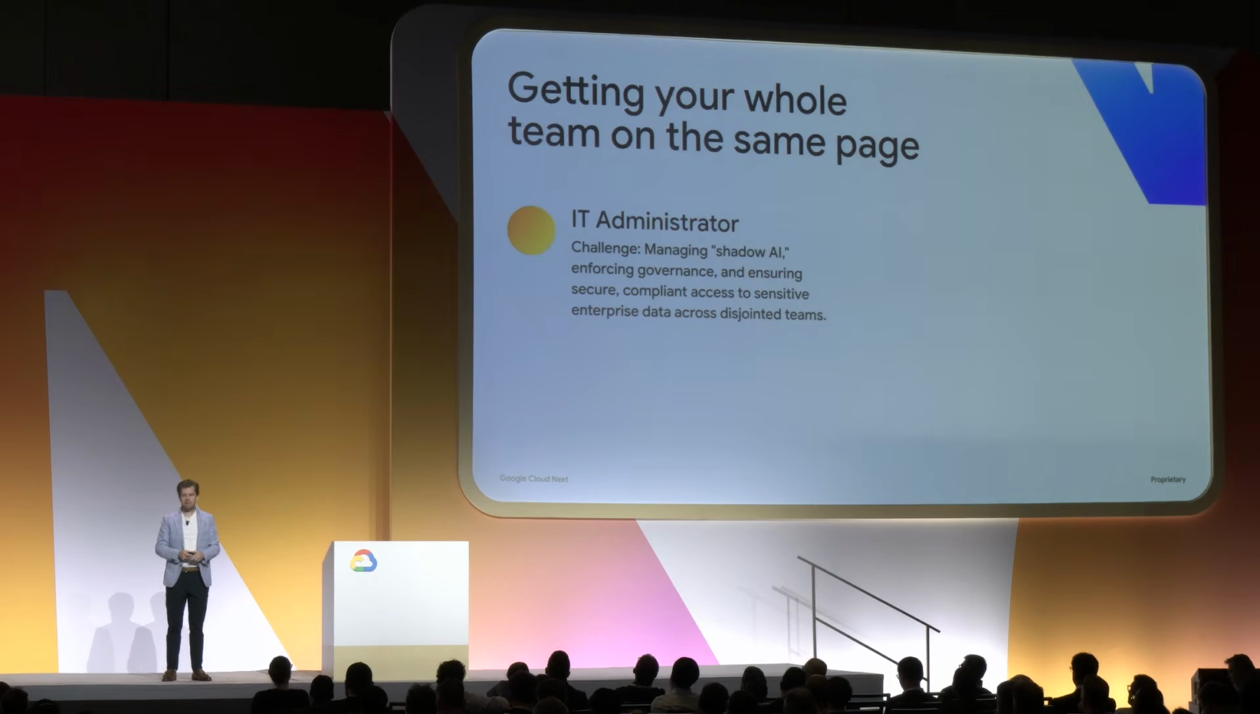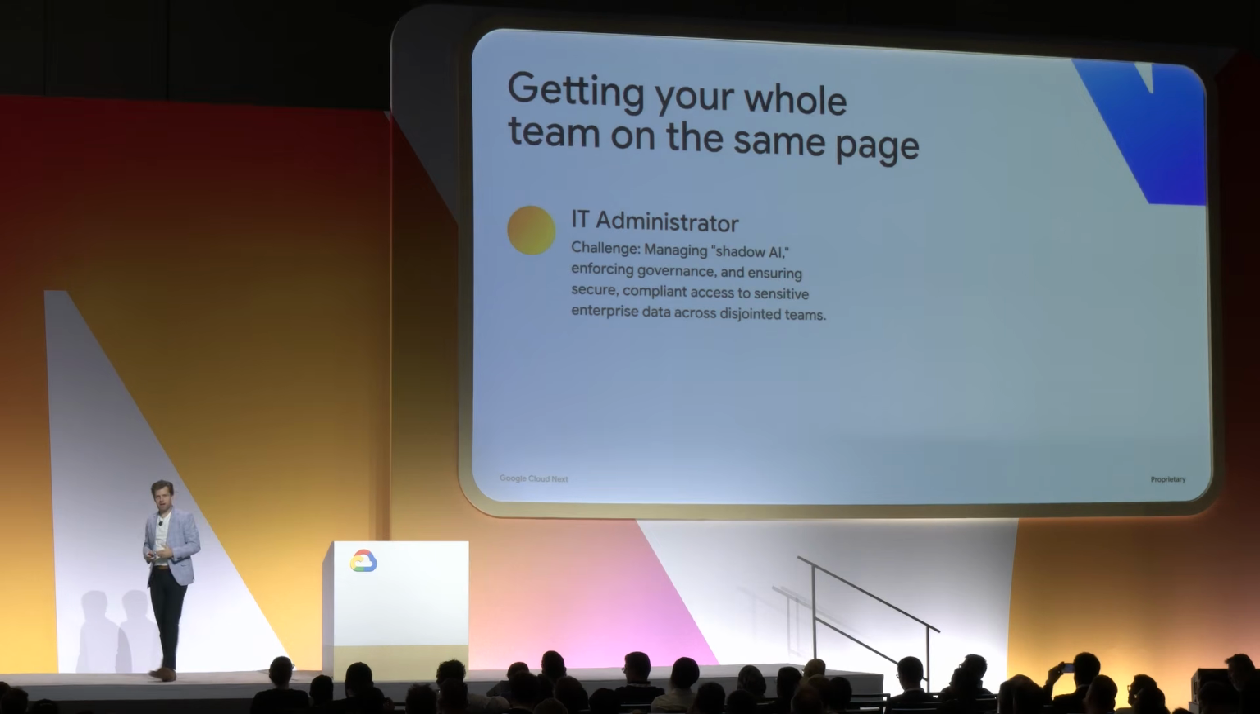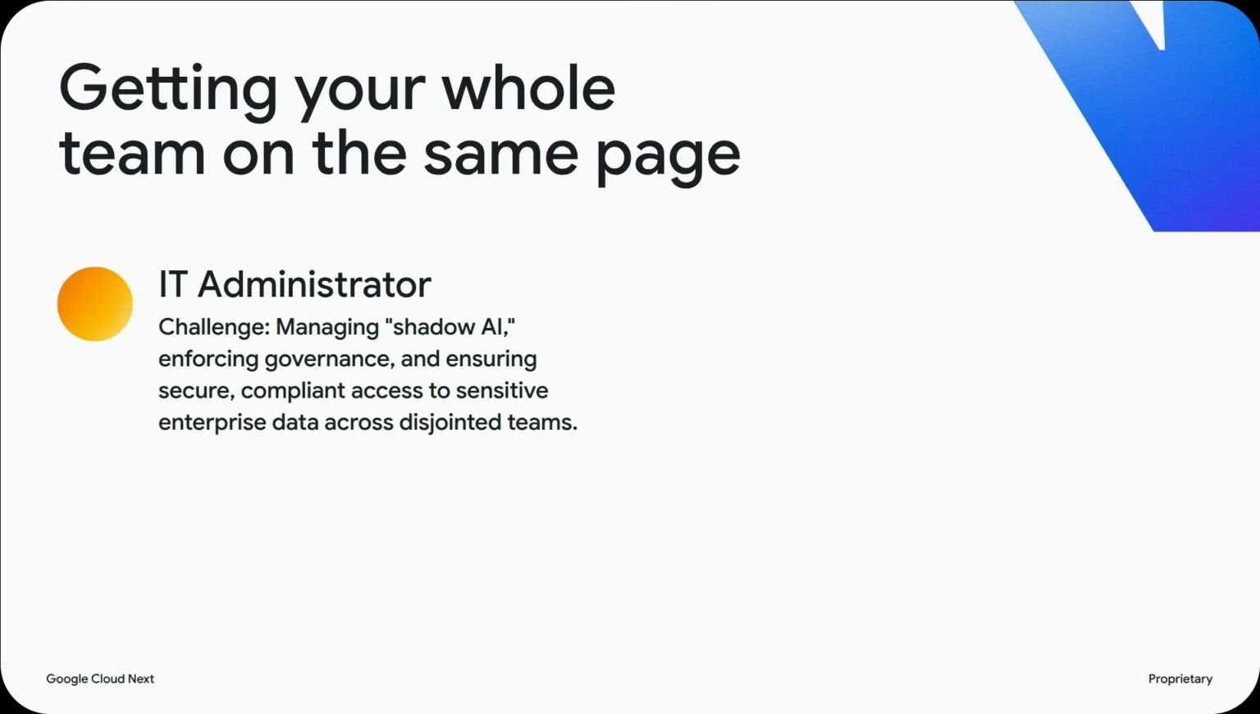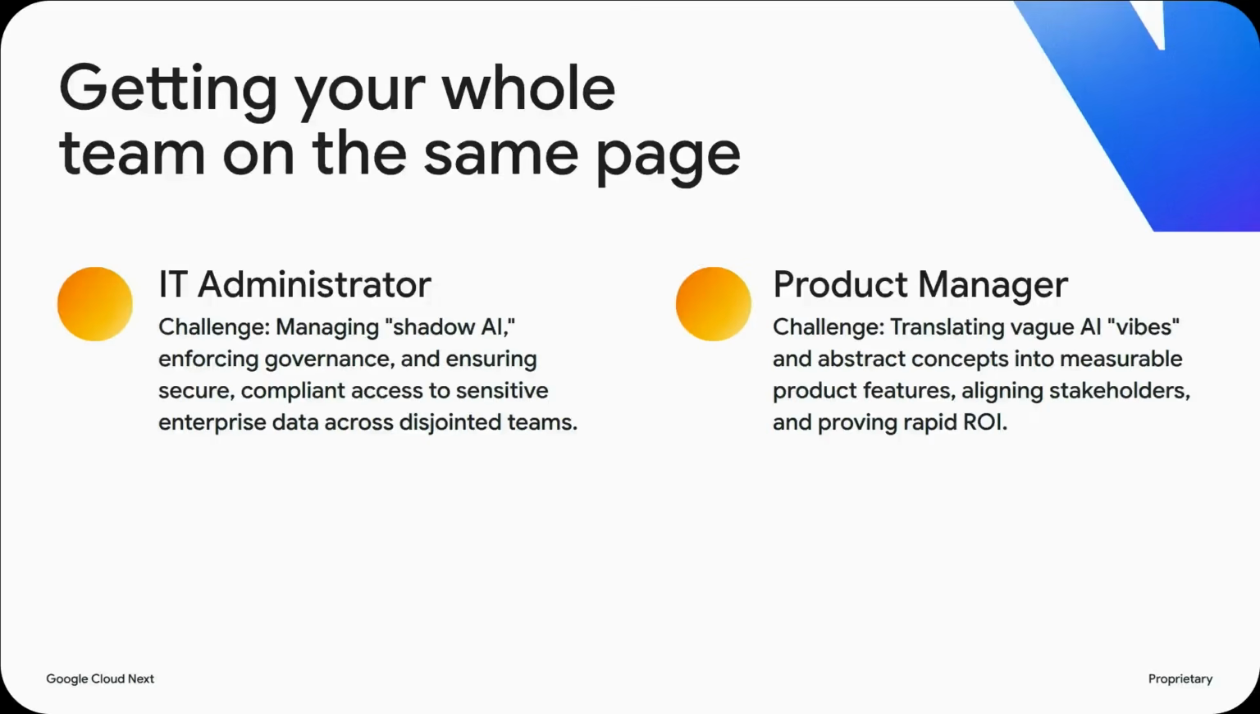So getting the whole team on the same page is important because most AI projects are really cross-functional. Okay? For the IT administrator, the main issue is enforcing governance, ensuring that it's secure, that it's compliant, and that it has the right protocols for this sensitive enterprise data. For the product manager, it's translating vague AI and abstract concepts into something more measurable. And to be honest, if it's coming from PM, maybe it is a little bit vague. And so we need to do a little bit of refining there. And there also needs to be some alignment with their stakeholders.